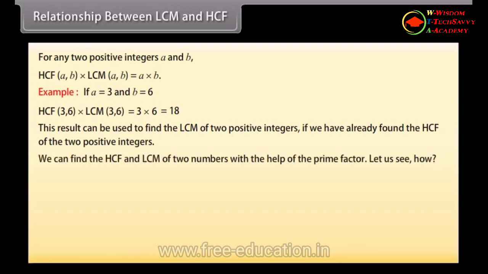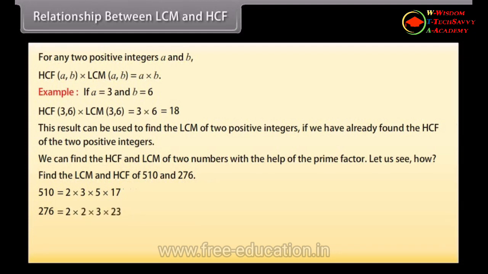We can find the HCF and LCM of the two numbers with the help of prime factors. Let us see how. Find the LCM and HCF of 510 and 276. 510 is equal to 2 into 3 into 5 into 17. 276 is equal to 2 into 2 into 3 into 23. The common factors of 510 and 276 are 2 and 3. Thus, the HCF is equal to 2 into 3.